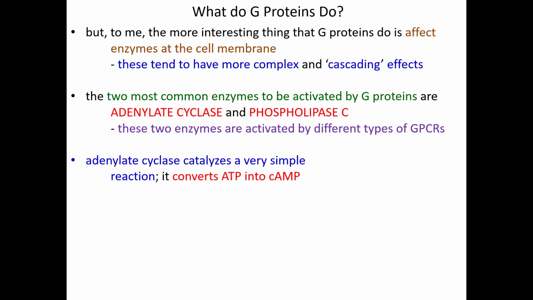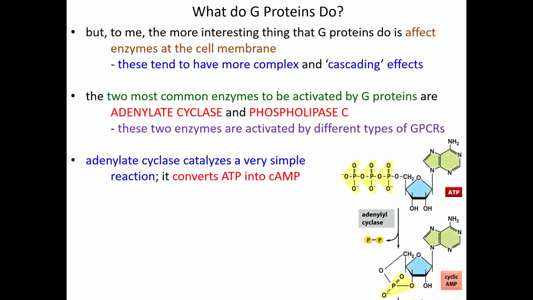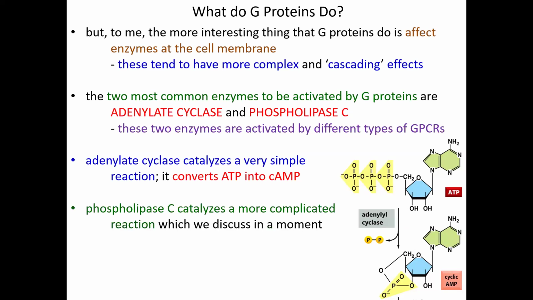Adenylate cyclase as an enzyme catalyzes a very straightforward and simple reaction. It converts adenosine triphosphate into cyclic adenosine monophosphate. And this is what that reaction looks like. So you remove two of the phosphates and you go down to the monophosphate, but then you make this funky bond between the phosphate and the 3' hydroxyl. And that's why it's cyclic AMP, because we've made this cyclic bond right here. Cyclic AMP, or cAMP, is always a signaling molecule. It carries information.